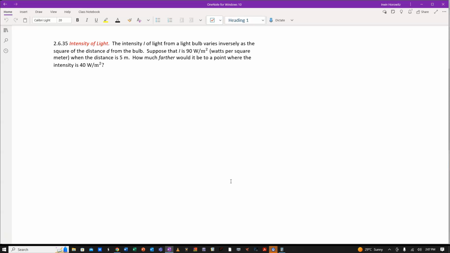So I will begin by drawing a little picture here, where we have our light bulb shining in all different directions. And at 5 meters away, our intensity is 90 watts per square meter. The question is how much further will it be for the intensity to be 40 watts per square meter?